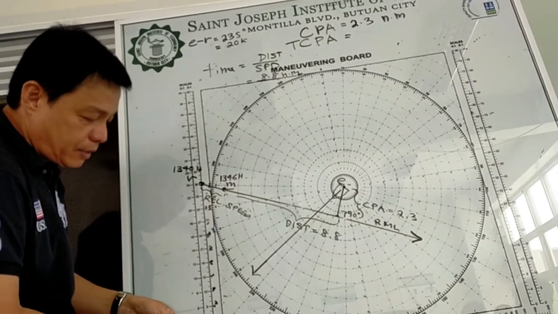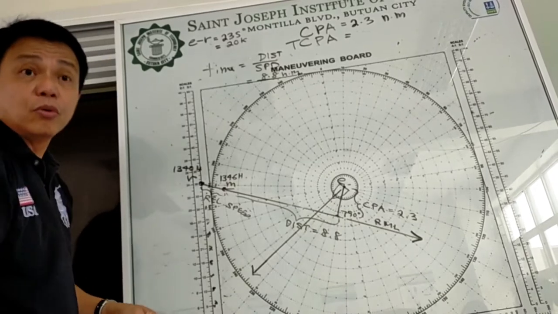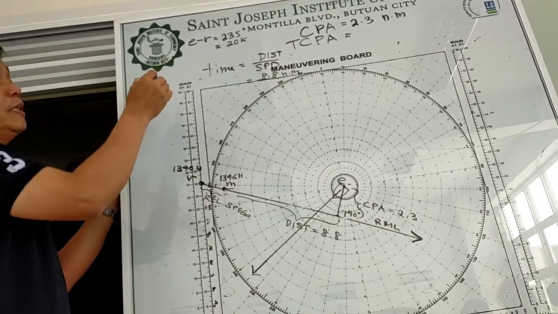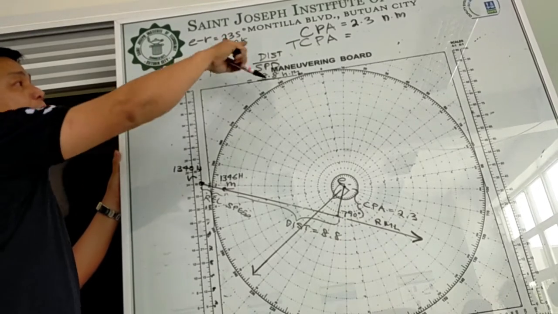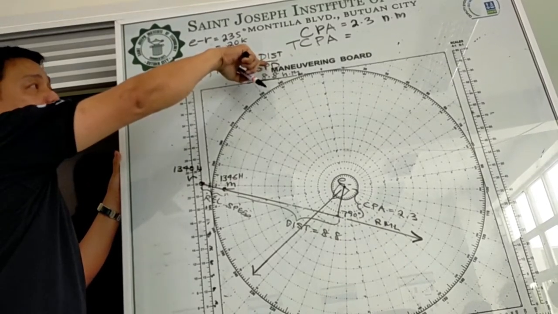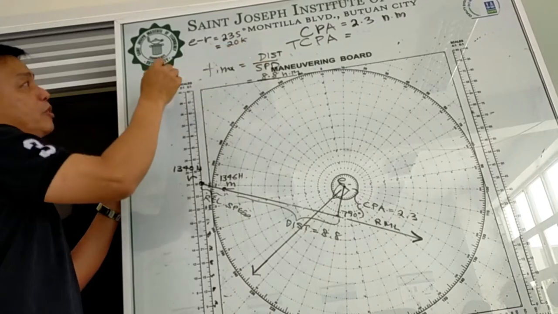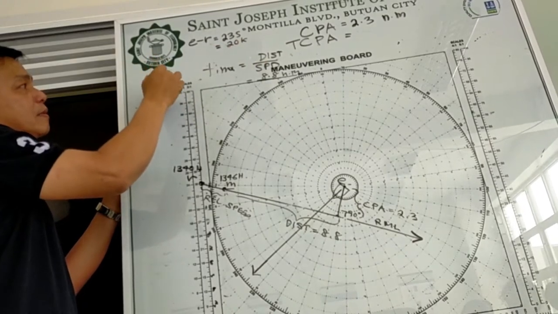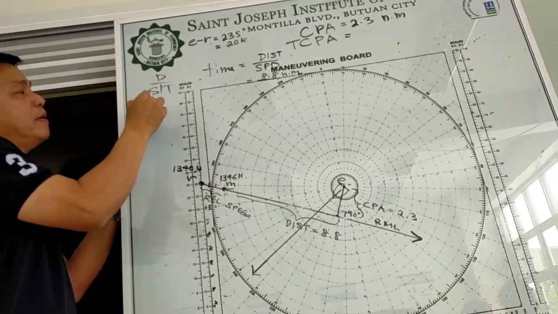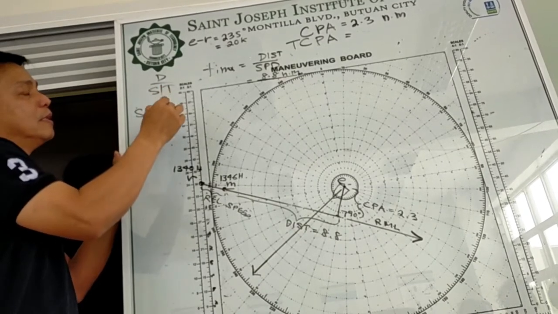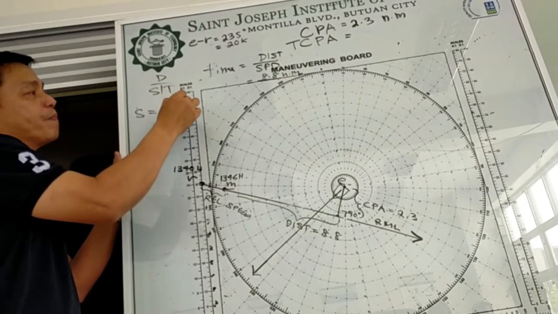Okay, that is 2. Now, that is distance. You are going to get the speed. So what will you do? Using BST again to get speed. Therefore, speed equals distance divided by time.